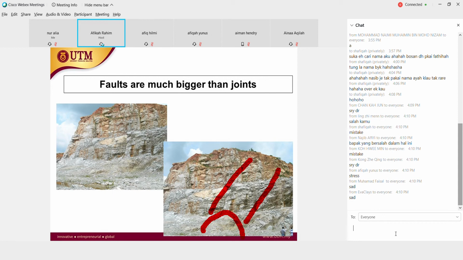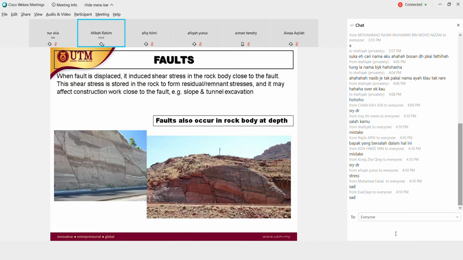This is an example of faults, and of course it's bigger than joints. This one is a sample of faults as well. Can you see the black colored layer is no longer together? It's because there's a fault line over here crossing this line. Can you see this one? Yeah, this one.